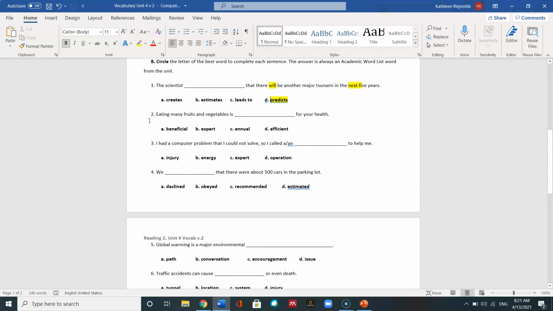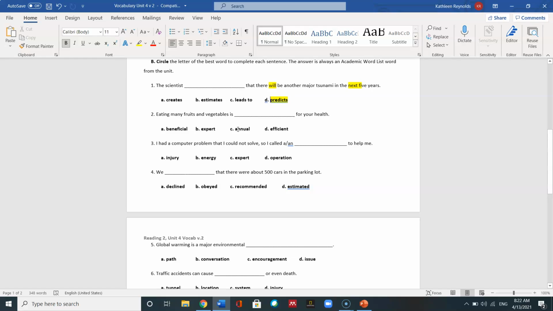Number 2, eating many fruits and vegetables is blank for your health. So we have beneficial, expert, annual, and efficient. So expert is different because it's a noun, it's a person. So the rest are adjectives. In this case, we really want an adjective, so we can eliminate expert. Annual means every year, so that doesn't really make sense.